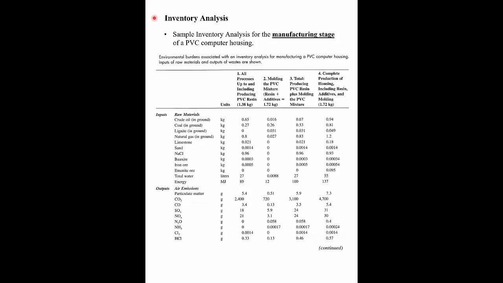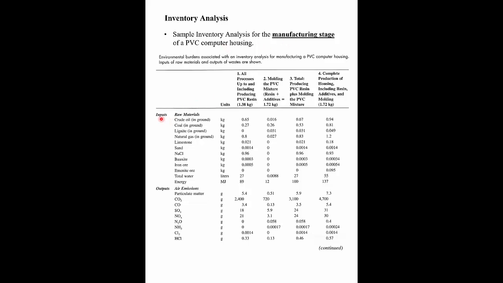Okay, so that was the SolidWorks design software. Let me show you an example of inventory analysis just to see how complicated this gets. And this is why you need software for this. This is an inventory analysis, so inputs and outputs in terms of raw material and outputs for air pollution and water pollution for just one stage, just the manufacturing stage of a PVC computer housing. So that's polyvinyl chloride computer housing. And this is an example just of one stage of the manufacturing.